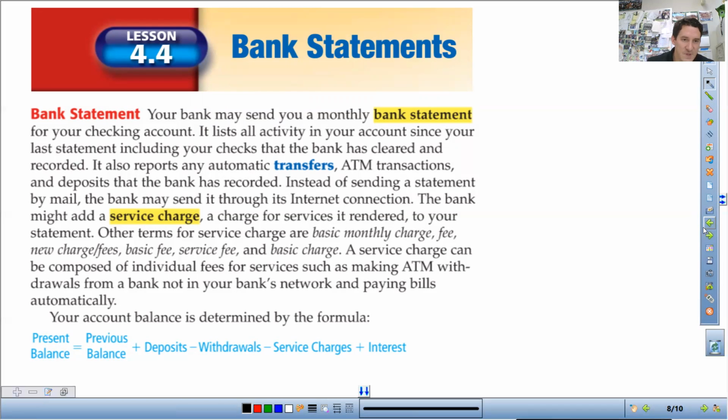So the account balance, remember, that is how much money is in the account, is determined by this formula. It's pretty simple. You start with the previous balance, then you add any deposits, subtract any withdrawals or service charges, and then add any interest. Depending on the type of bank account it is, it may be earning interest as it's in the bank.